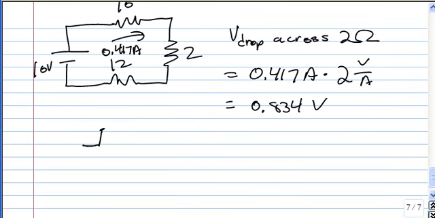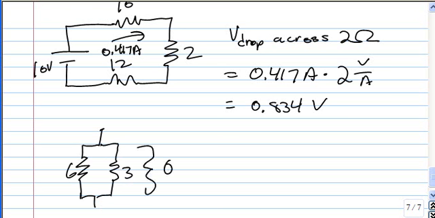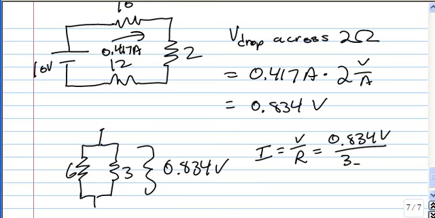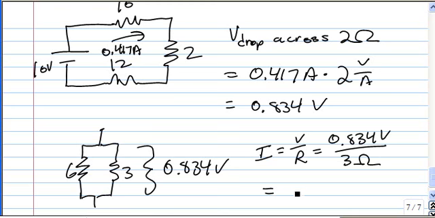Once I have this value for the voltage difference across the 2 ohm resistor, I know that since the 2 ohm resistor is equivalent to a 6 ohm and a 3 ohm in parallel, the voltage across the 3 ohm resistor is 0.834 volts. What I can now do is take this voltage and calculate the current. The current is going to be equal to the voltage over the resistance. It's the voltage over this particular resistor divided by the resistance itself. I can compute this, and I get 0.278 amps. And that's the answer.